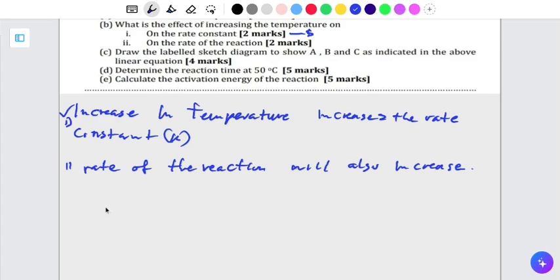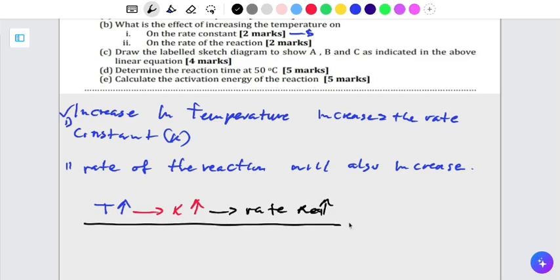So meaning to say, if the temperature is increased, what is going to happen to the value of the rate constant? It is also going to increase. Then if the rate constant is increased, what is going to happen to the rate of the reaction? The rate of the reaction is also going to increase. So that is one thing that you need to know about this equation.